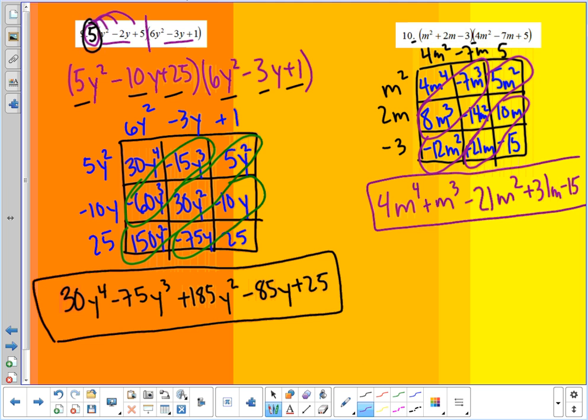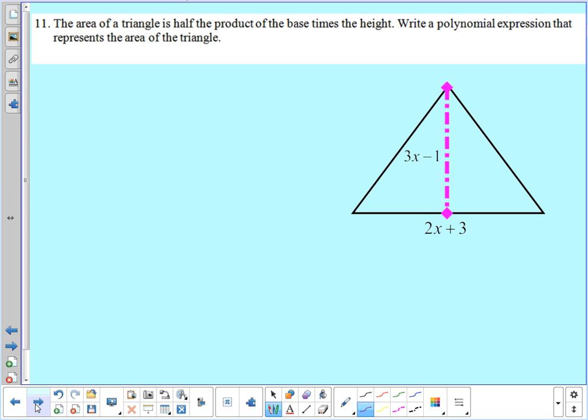There we go. Whew, one more question and then we'll be done. Number 11, the area of a triangle is half the product of the base times the height. Write a polynomial expression that represents the area of the triangle in this picture. So what we're given in this picture is a base of 2x plus 3 and a height of 3x minus 1. We're also told that area of the triangle is base times height divided by 2.